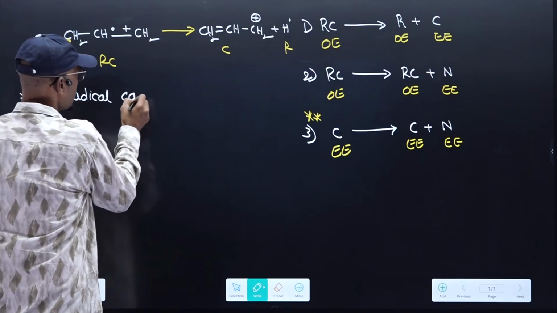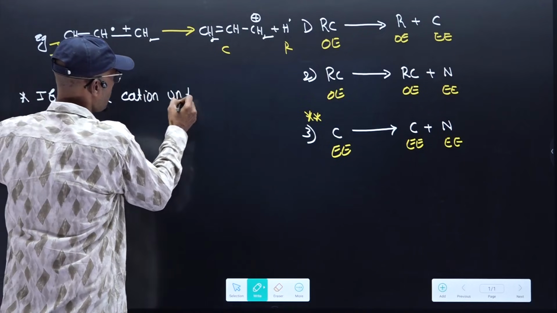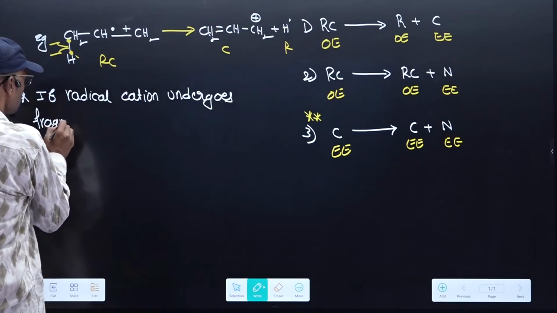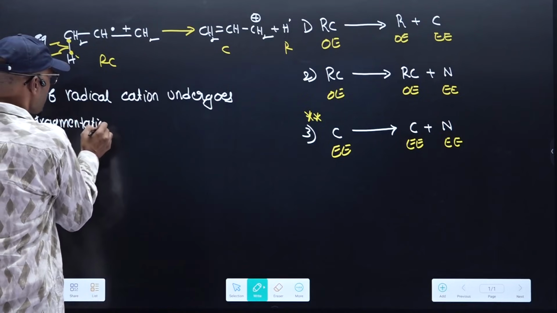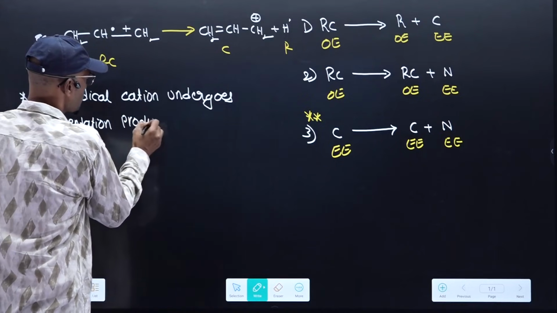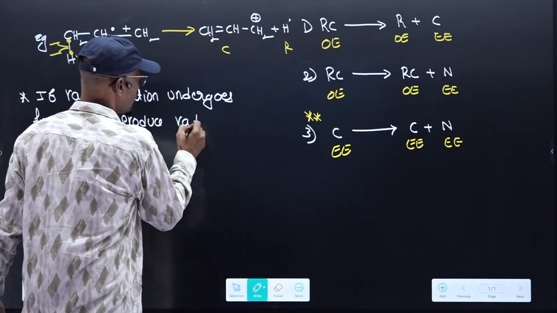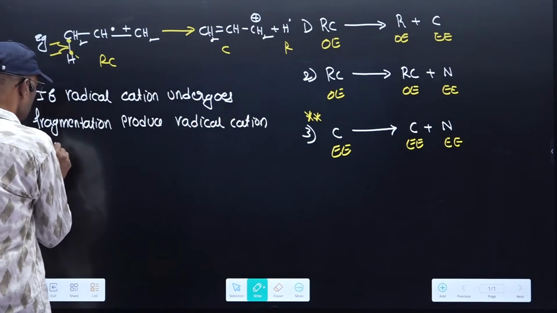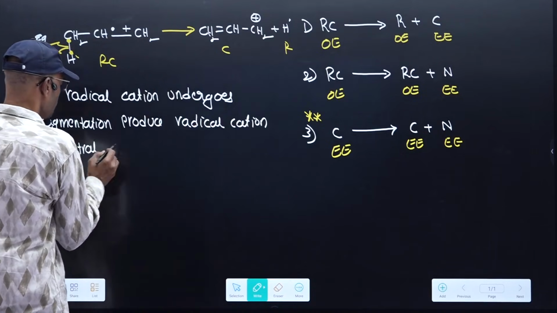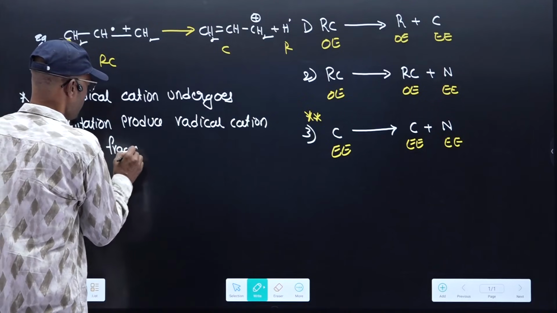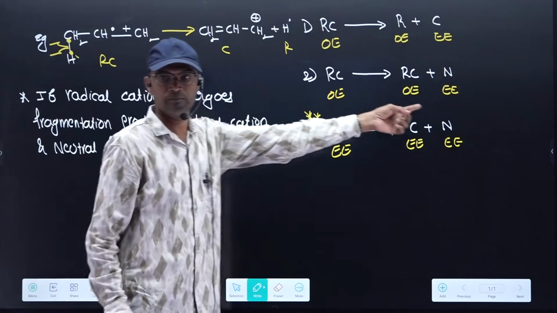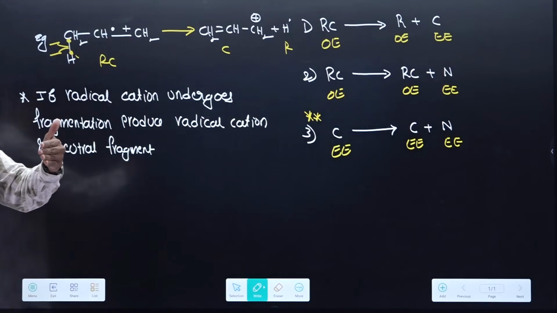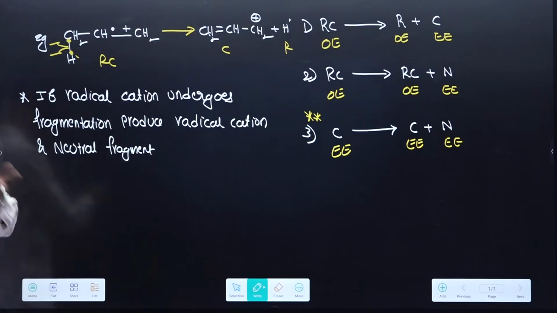If a radical cation undergoes fragmentation, what does it produce? If they undergo fragmentation, that will produce a radical cation and a neutral species. Radical cation and neutral fragment. This is the second point. When any radical cation is given, you can break it in such a way that it gives one more radical cation and one neutral is removed.